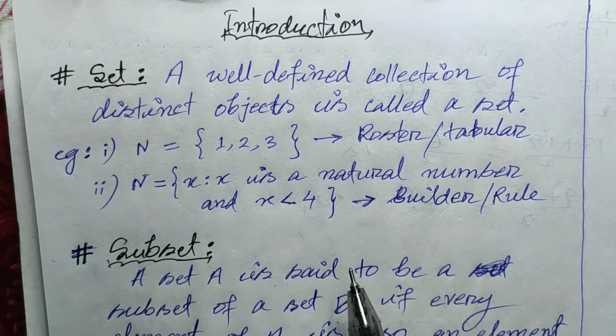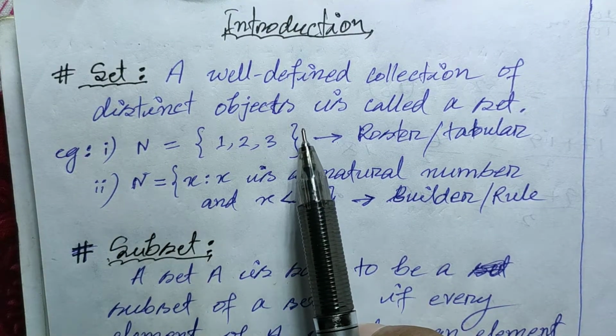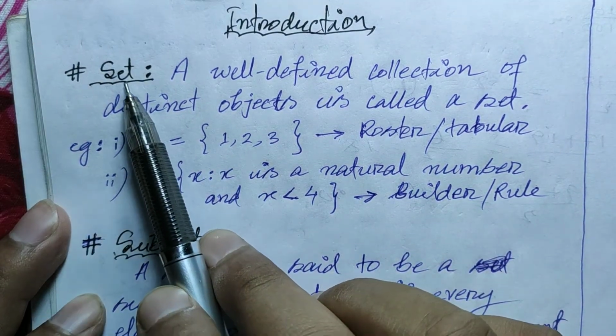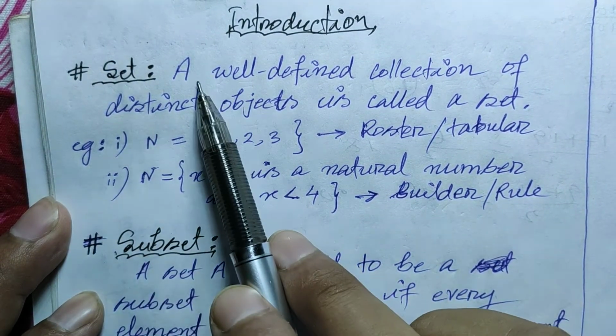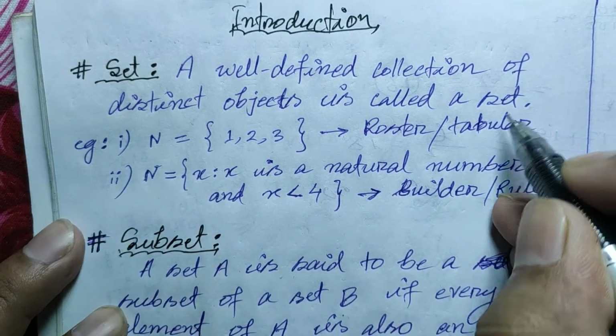This is the introduction part of chapter number 1, relation and function. These are the topics that you have learned in class 11. Now let us start. Set. What is a set? A well-defined collection of distinct objects is called a set.